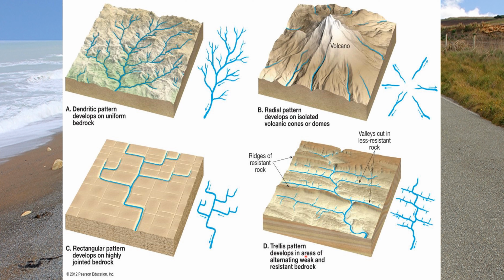And then the last one we talked about were trellises, and trellises are going to happen in areas where you have alternating bedrock. Some of it's weak to weathering, some of it's much more resistant to weathering, and so you're going to get this pattern where you get very little going on in the areas that are very highly resistant, and then the areas which are less resistant, you're going to get these channels forming. This is by no means an exhaustive list of drainage patterns, but this is some of the more common ones that you will see and that you may be responsible for in any classes that you are taking.